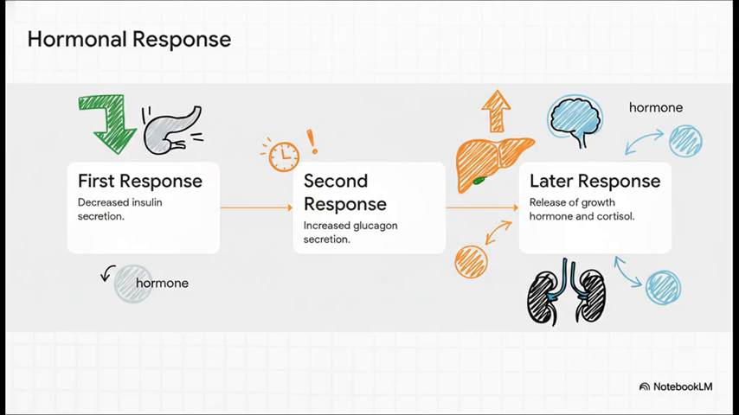So when blood sugar starts to drop, how does the body fight back? Well, it's this beautifully orchestrated hormonal cascade. The very first thing that happens, even before those counter-regulatory hormones kick in, is the body slams the brakes on insulin secretion. That's immediately followed by a surge in glucagon. It's only later in the game that growth hormone and cortisol show up to help out. Understanding this sequence is just so crucial for interpreting dynamic function tests.